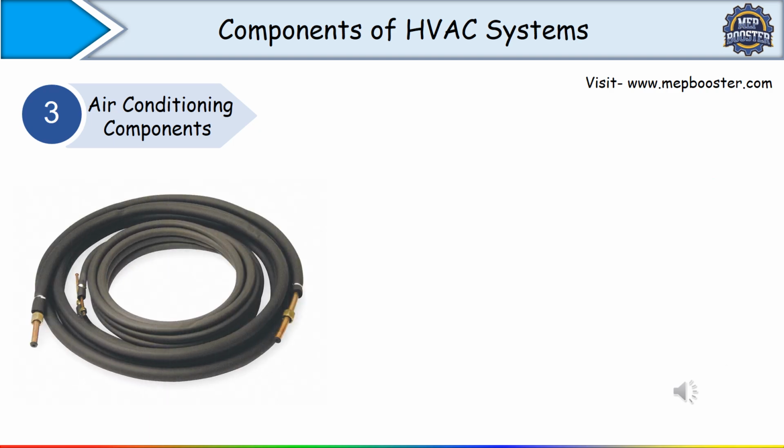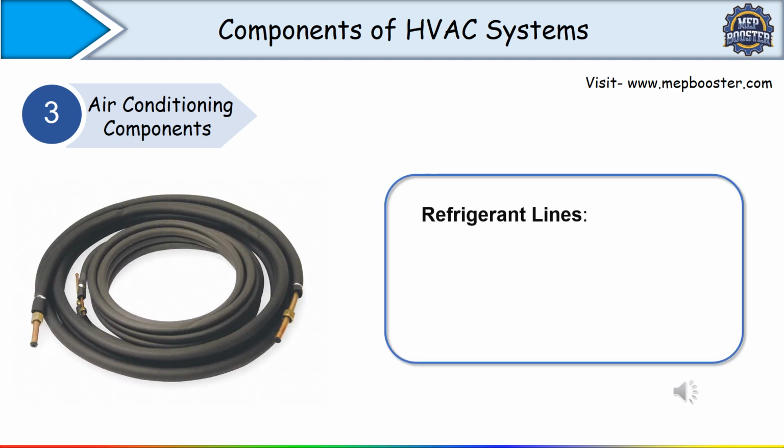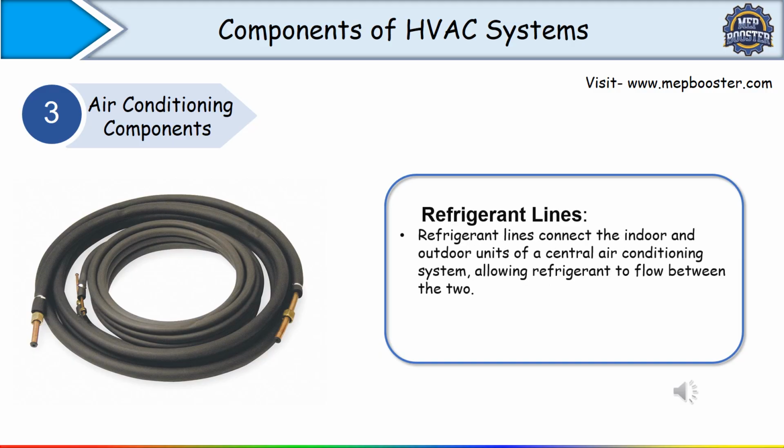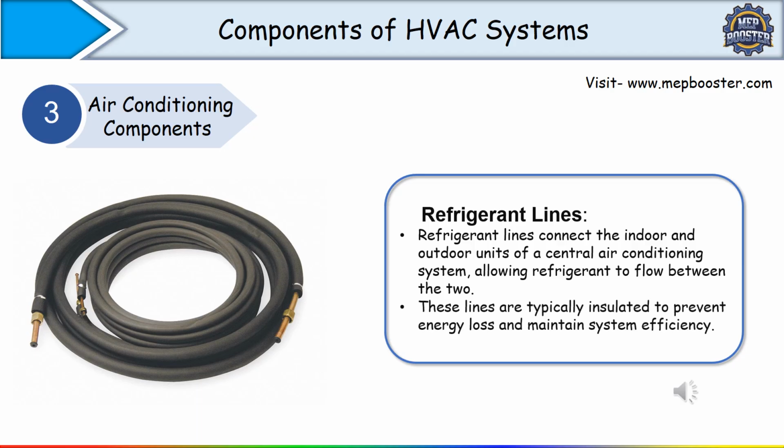Then the next component of air conditioning is refrigerant lines. Refrigerant lines generally connect the indoor and outdoor unit of a central air conditioning system, allowing refrigerant to flow between the two. So these lines are typically insulated, as you can see in this figure, to prevent energy loss and maintain system efficiency.